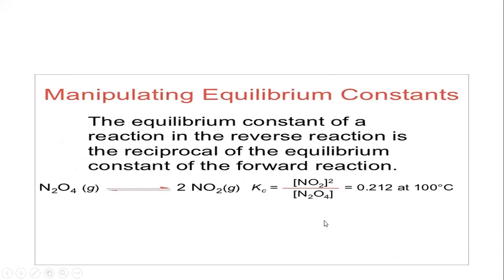The equilibrium constant of a reaction in the reverse direction is the reciprocal of the equilibrium constant of the forward reaction. I hope you all understand what reciprocal is. What's the meaning of reciprocal? Like opposite. Opposite. Mathematically, what is reciprocal? Reciprocal is opposite, right? That is grammar. But we want the mathematics meaning.